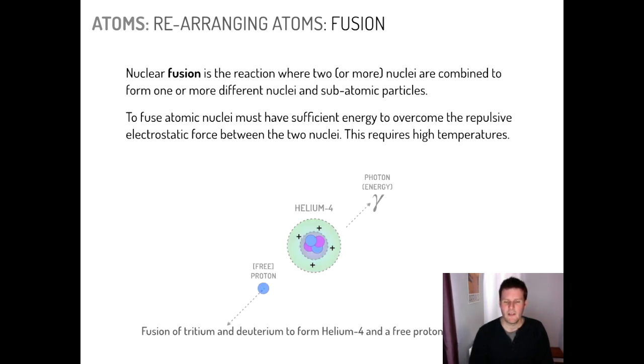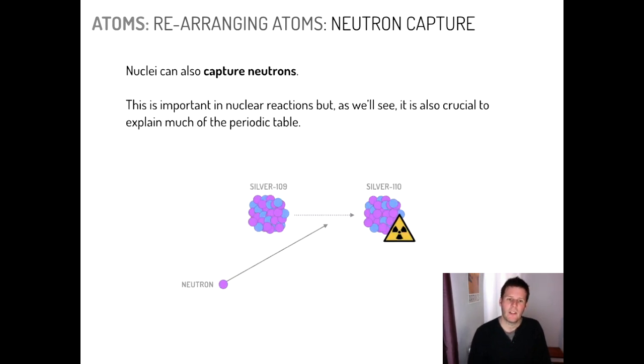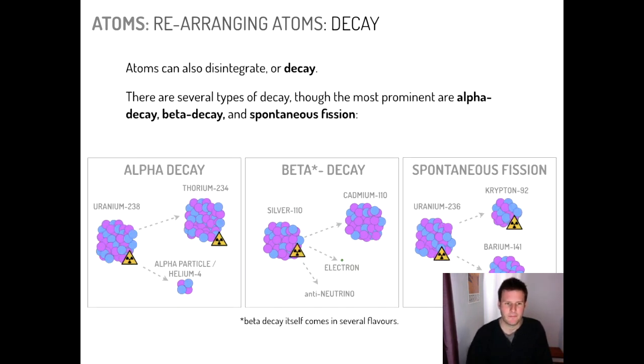And in this case, the fusion of tritium and deuterium comes together to form helium-4, a leftover free proton, and energy. Nuclei can also capture neutrons, so this is a different way in which nuclei can grow. This is really important in nuclear reactions, but as we'll see, it's also crucial to explain much of the periodic table. So in this example, silver-109 actually captures a neutron and becomes silver-110. Now the silver-110 here is actually radioactive again, and we'll come back to why that's important later.